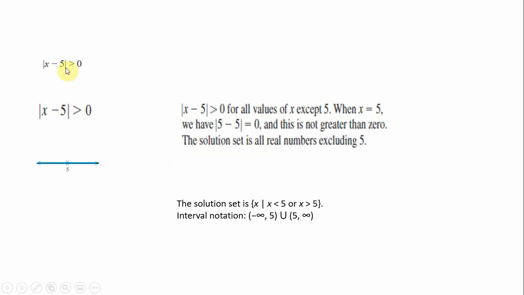What about absolute value of x minus 5 greater than 0? The only time this is 0 is when x is equal to 5. So I have to pull out the 5. Again, if we rewrote this, it's x minus 5 greater than 0 or x minus 5 less than 0. And that just does not include the 5. So that's all real numbers excluding the 5, and that's how we pull out 5, remember, from the interval notation.